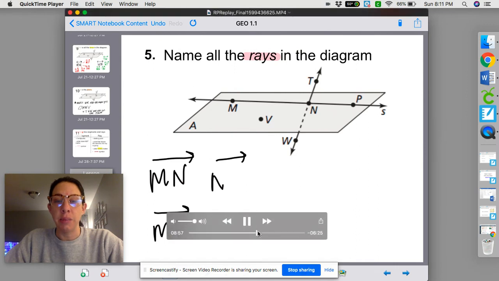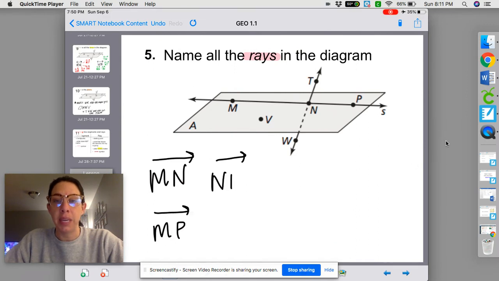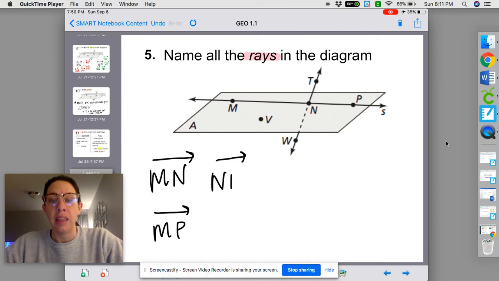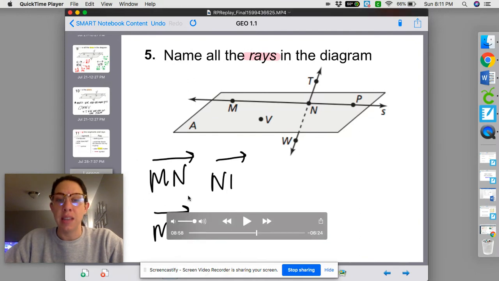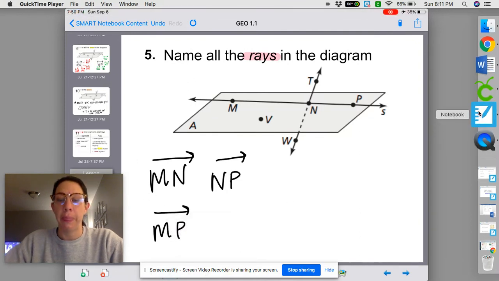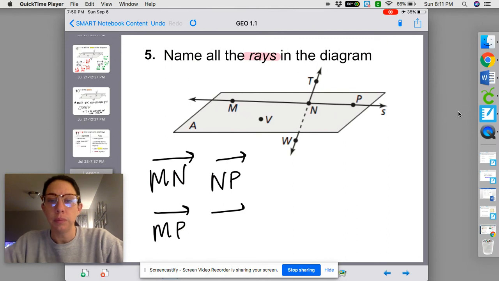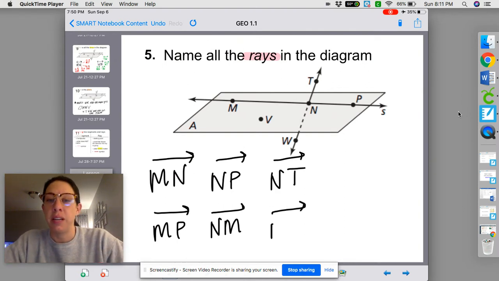Now, I just named a second ray, ray MP. Ray MP and ray MN are actually the exact same ray because they have the same endpoint and it's extending in that direction infinitely. So since N and P are both in that same direction, these two are actually the exact same ray. But ray NP would be different because it has a different endpoint. So I'm just kind of naming all the different rays I see.